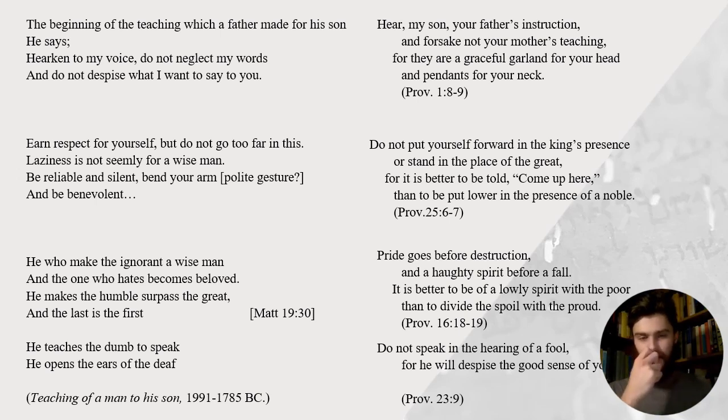And it's this idea in the teaching of a man to his son that you be humble, be benevolent, and bend your arm, which is the understanding of a gesture of prostration before someone who is superior to you. It goes on, he who makes the ignorant a wise man and the one who hates becomes beloved. He makes the humble surpass the great, and the last is the first. That's very similar to Jesus' words in Matthew 19, the last shall be first.